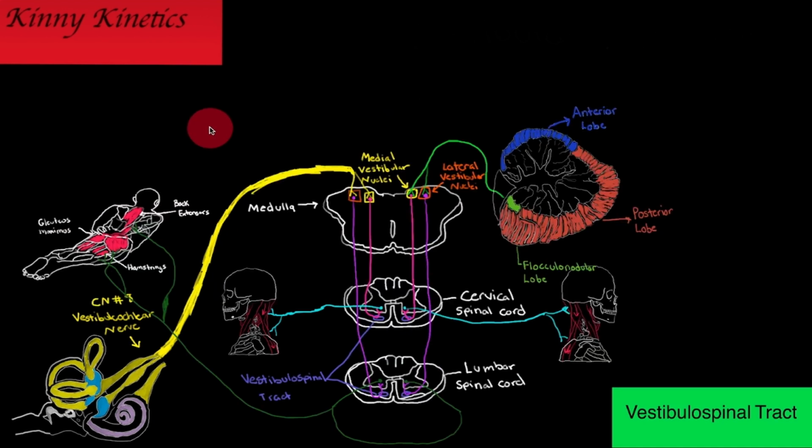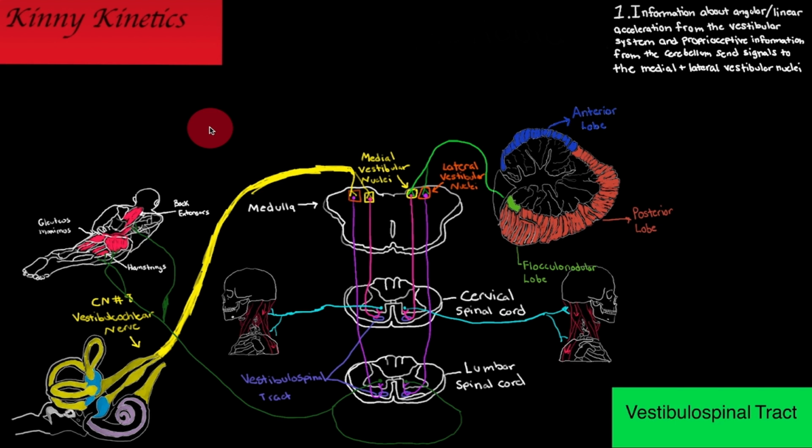Alright guys, let's recap the steps of the vestibulospinal tract. Number 1. Information about angular and linear acceleration from the vestibular system and proprioceptive information from the cerebellum send signals to the medial and lateral vestibular nuclei.